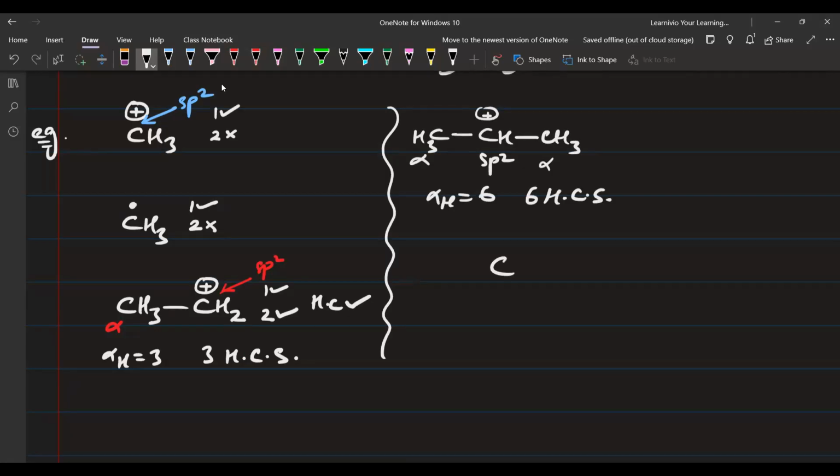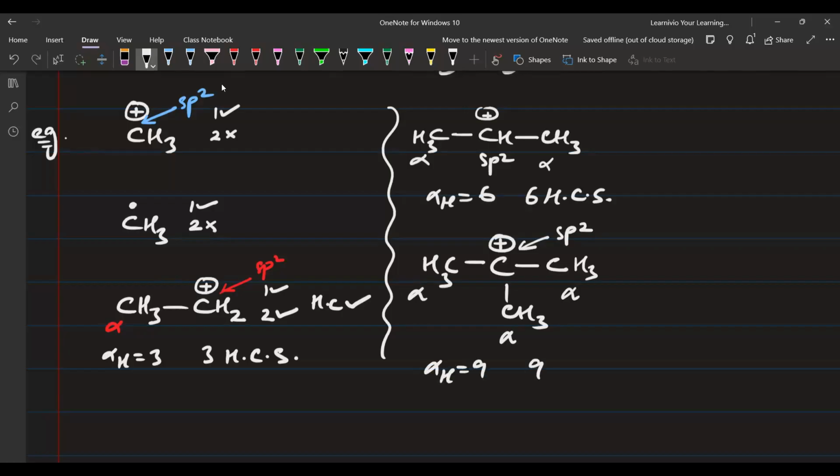Similarly, if I have carbon and all 3 bonds are CH3. So here we have CH3, here also CH3, here also CH3, and here we have, let us suppose, a positive charge. This carbon atom is my sp2 carbon atom, and with respect to this carbocation, I have this alpha, this is also alpha, and this is also alpha. The total number of alpha hydrogens will be equal to 9, and hence 9 hyperconjugating structures. Does this make sense? Yes or no? Please tell me.